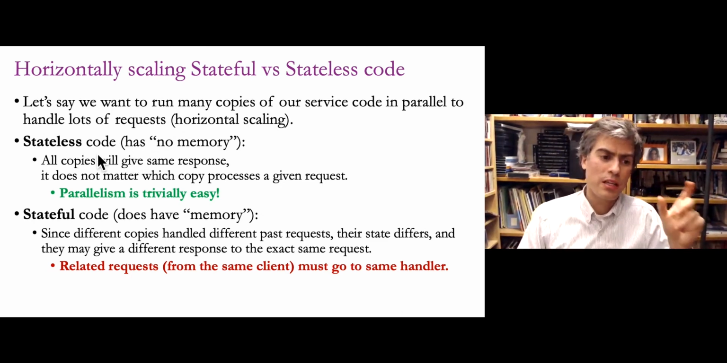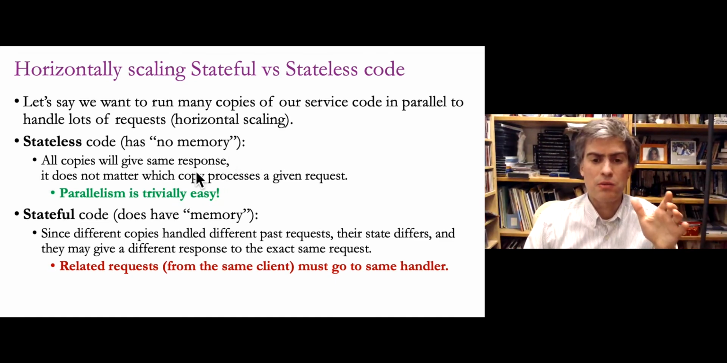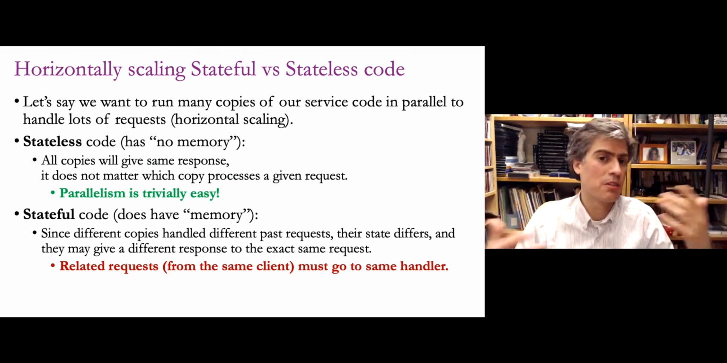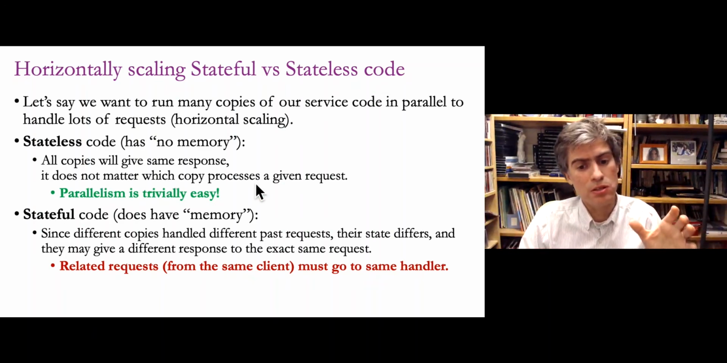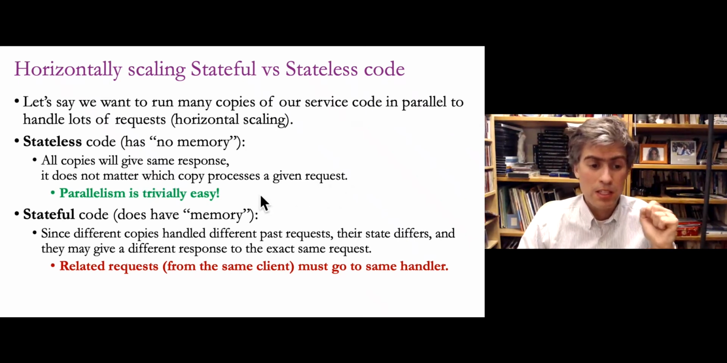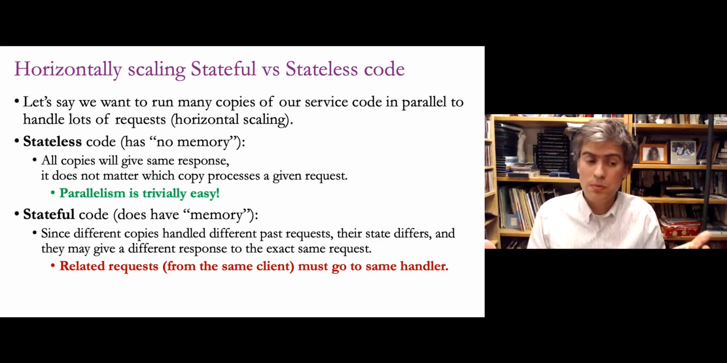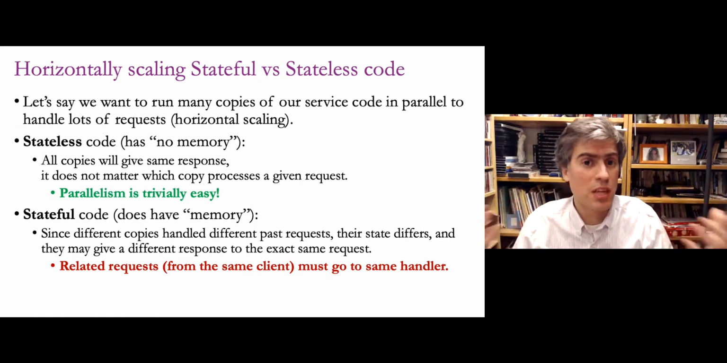We either have code that is stateless or stateful. In the stateless case, we have code that has no memory. If that's the case, then all copies of our code will give the same response to a request, even though the different copies have over time received a different history of prior requests. So it doesn't matter which of our copies gets a given request. That's a good thing because it makes parallelism trivially easy. We have a bunch of work to do and a bunch of machines to handle it, and what we're saying with stateless code is that any one of those copies of the code will give the same answer.